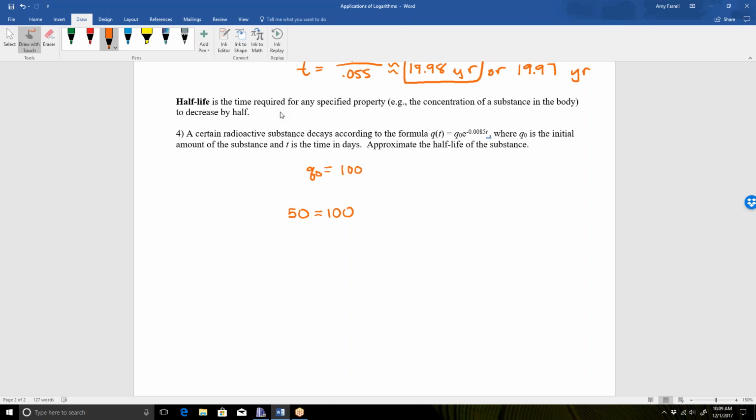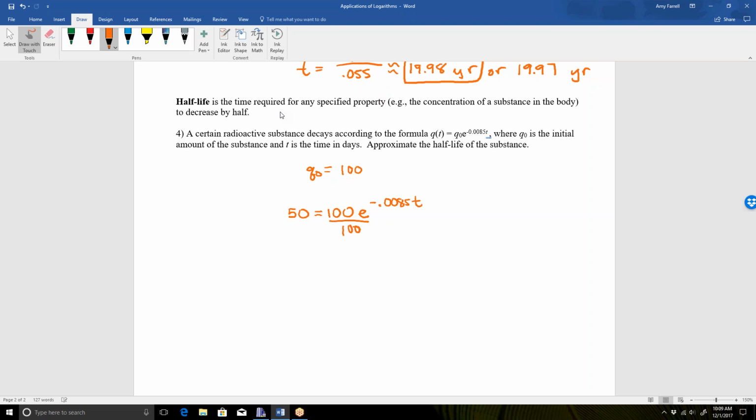And notice this is decay. It's radioactive decay, so this quantity is going down. You also might notice that our exponent is negative, which is another indicator that we've got decay here. So we need to solve for t. We've got this equation here, and I just picked 100 as my initial amount. You could pick 1,000, you could pick 200, you could pick 500. Doesn't matter what you pick as long as you make the ending amount half of the initial amount. So I picked 100, therefore 50 is what I get over here.